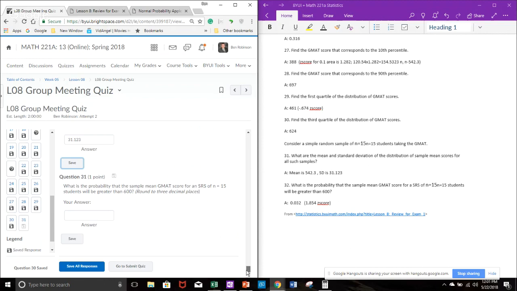And the last one: what is the probability of the sample mean, when you have 15 students, of 600? We got 0.032. I agree with you.